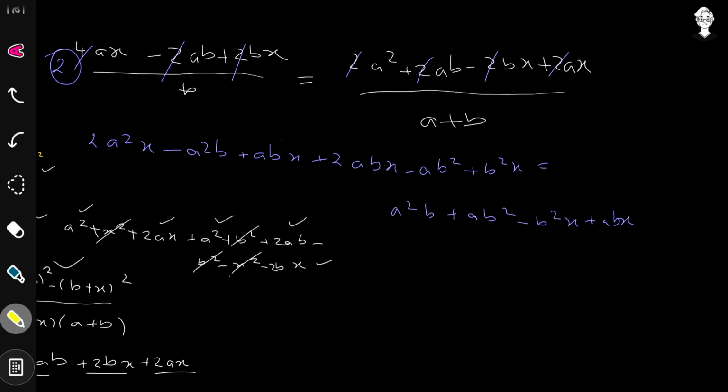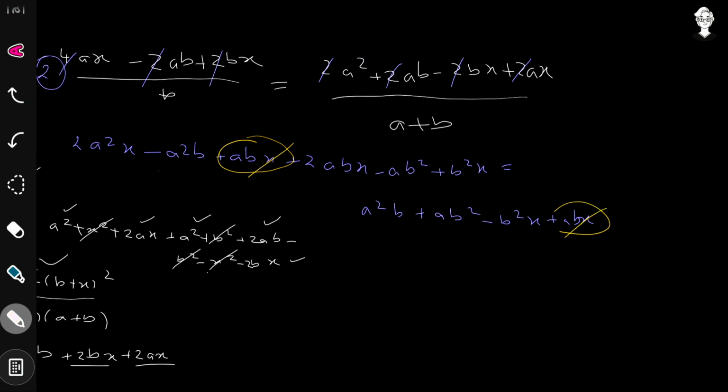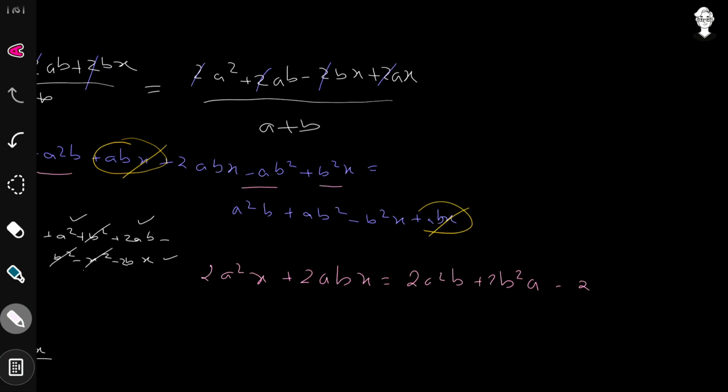And now we can see that a into b into x from both the sides can be cancelled out. In the next step we will shift this, this and this to the right hand side. So what we will finally have is 2 times a square x plus 2 times abx is equal to 2 times a square b plus 2 times b square a minus 2 times b square x. So this is the final thing that we have.